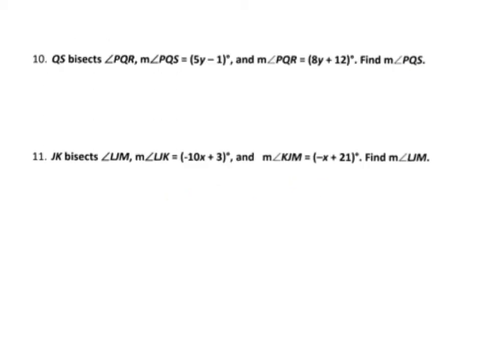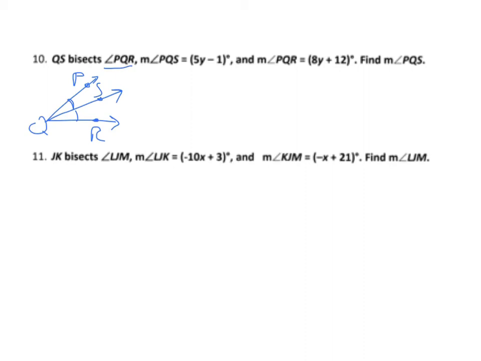Alright, the next example problem is a little different. So they tell us QS bisects PQR. So before I even read any more, I'm just going to draw that picture. So I'm going to say, alright, well, I have angle PQR, and I have a ray called QS that bisects it. So that's going to tell me that PQS is congruent to SQR.